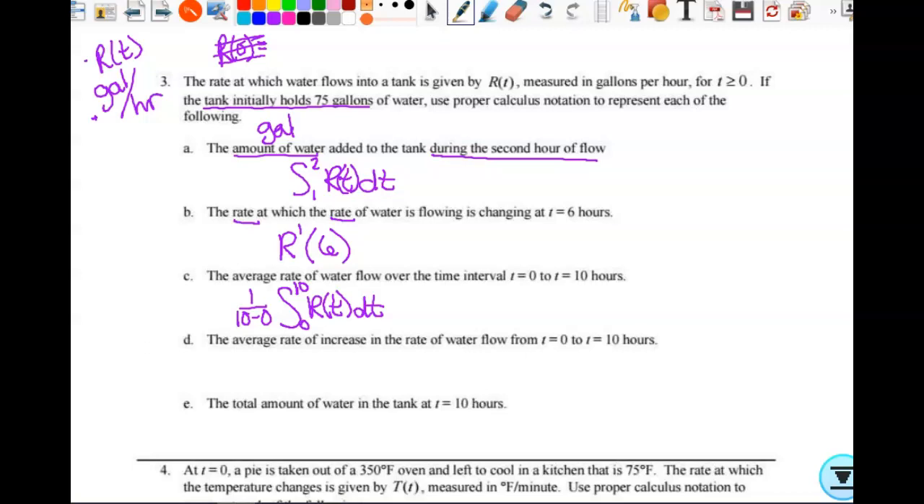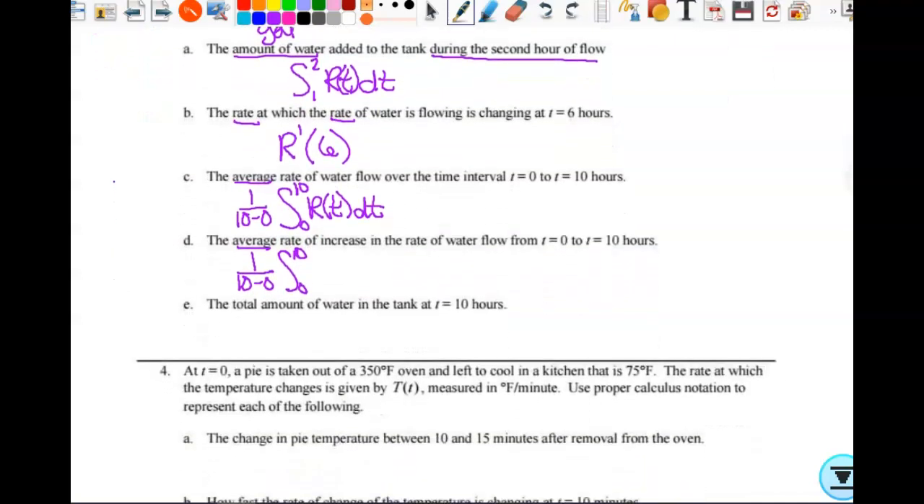All right, now I want the average. Okay, so I got average and I got average. The average rate of increase in the rate of water flow from 0 to 10. So I'm still finding an average. I'm still going from 0 to 10, so it's 10 minus 0. 0 to 10. What am I finding the average of? R prime. Because the rate at which the rate is changing is R prime. So I'm integrating R prime to get that average.